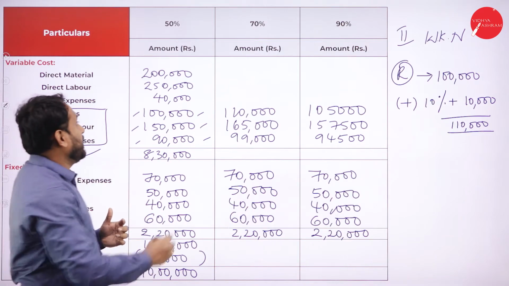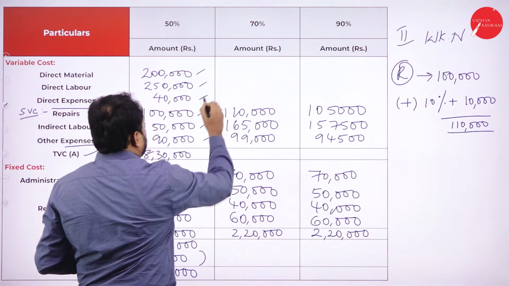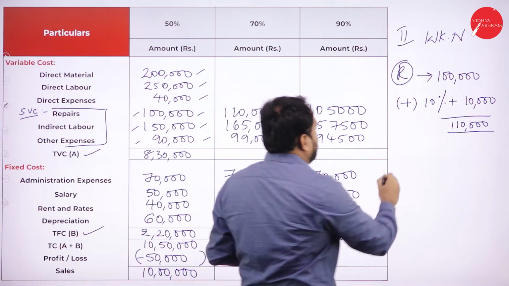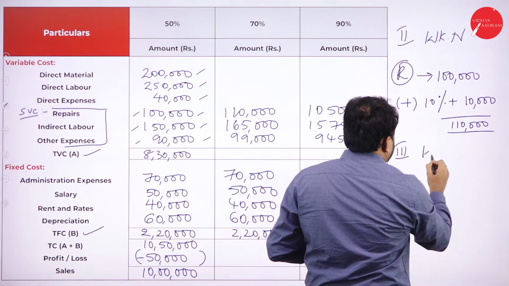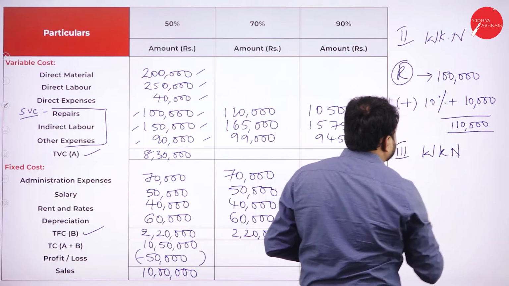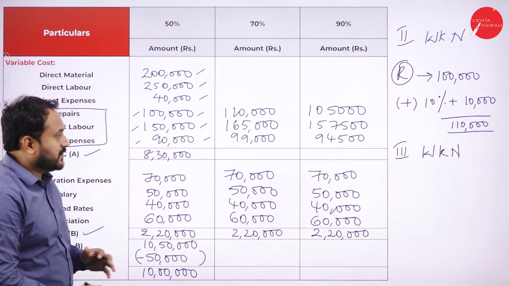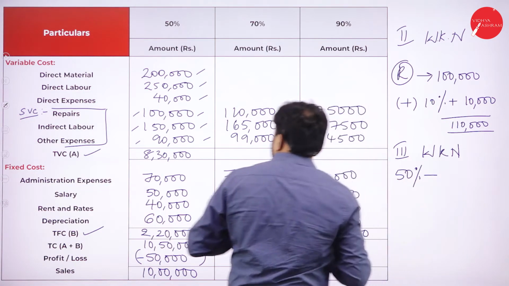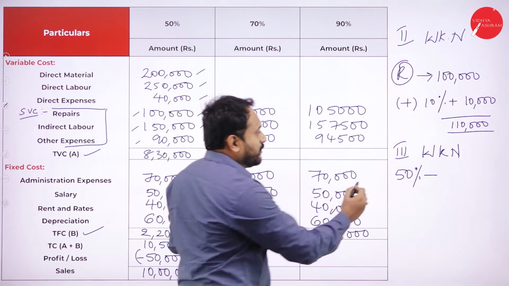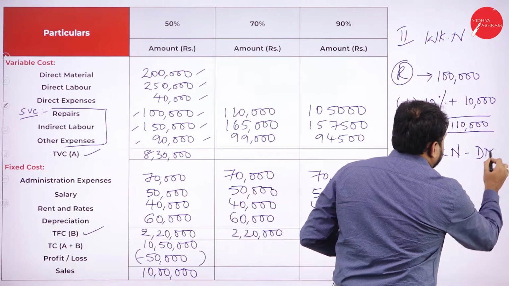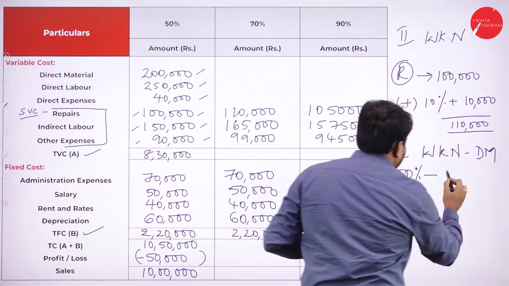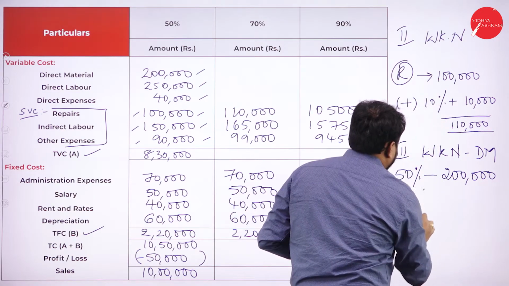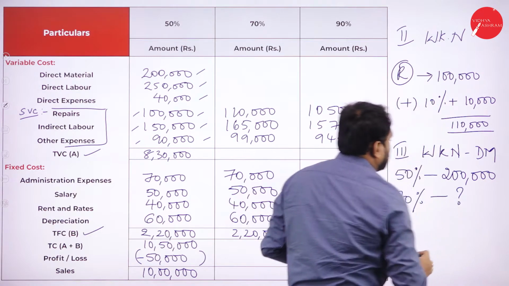Now, how to calculate these things? I'll tell you here. This is the third working note which I'll be explaining to you. Now, how the third working note works is we need to say that for 50%, what is the direct material here? We will go with the working note for direct material. For 50%, it is 2 lakh rupees. For 70%, how much? A question mark.